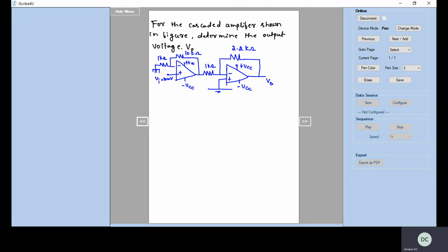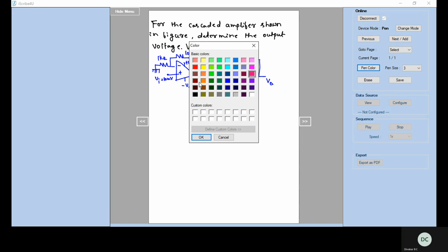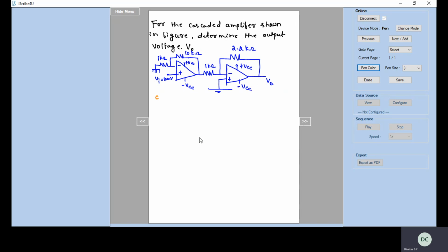So the next numerical: for the cascaded amplifier shown in the figure, determine the output voltage V0. First we need to identify the circuit. The given circuit is a non-inverting operational amplifier because the input is applied to the non-inverting terminal. And the second circuit is the inverting operational amplifier.